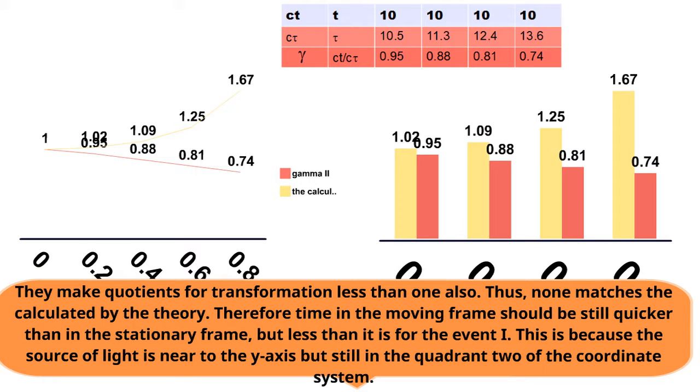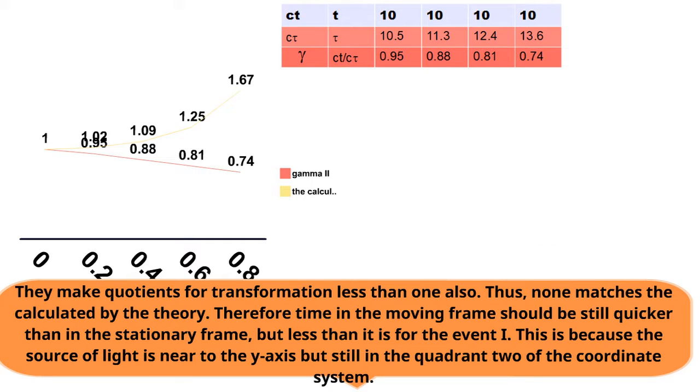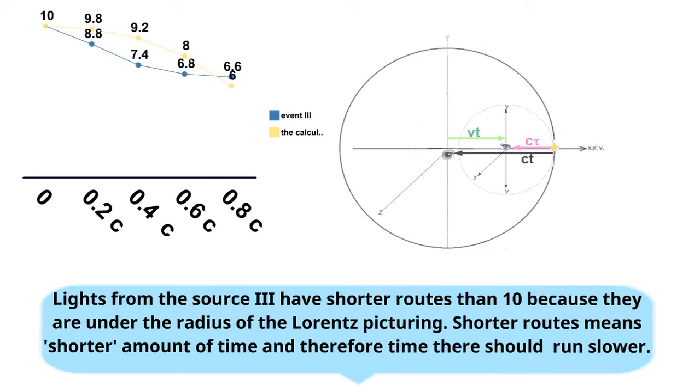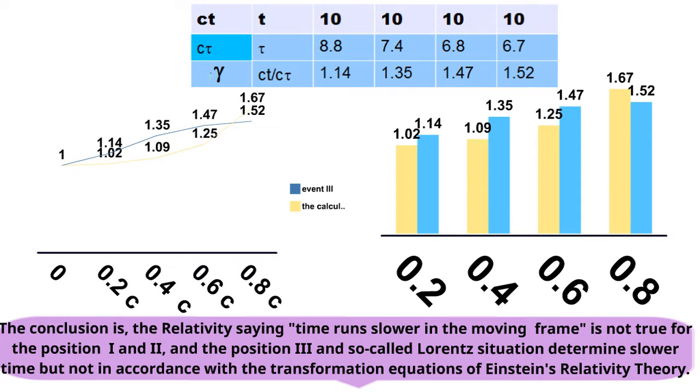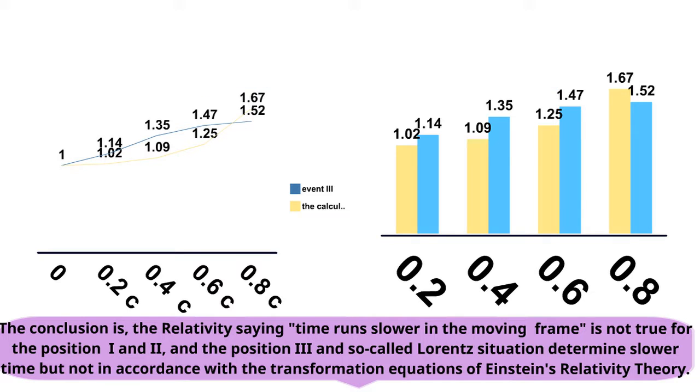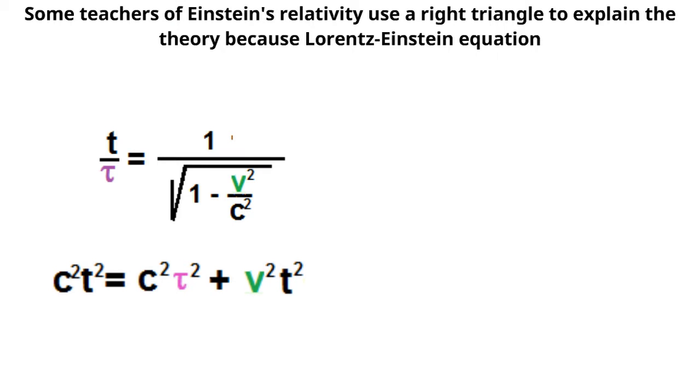This is because the source of light is near to the y-axis but still in quadrant 2 of the coordinate system. Lights from the source 3 have shorter routes than 10 because they are under the radius of the Lorentz picturing. Shorter routes mean a shorter amount of time, and therefore time there should run slower. The conclusion is, the relativity claim that time runs slower in the moving frame is not true for positions 1 and 2, and position 3 in the so-called Lorentz situation determines slower time but not in accordance with the transformation equations of Einstein's relativity theory.